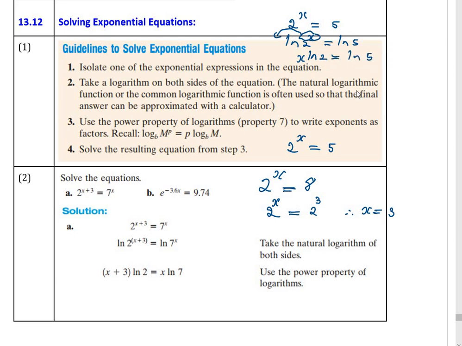And then we just divide by the ln 2. So x will be ln 5 over ln 2. And I can go to my calculator and I can solve that. I think I've got my calculator here. Let someone do that quickly.